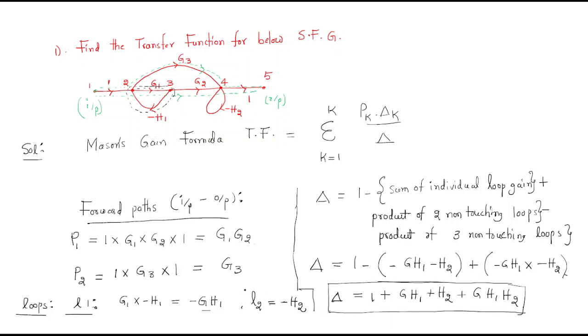Yes, this is the given signal flow graph. We have two loops, that's fine. We can find the transfer function like this. The transfer function equals P1 del 1 plus P2 del 2 by del. Okay, what is del 1?